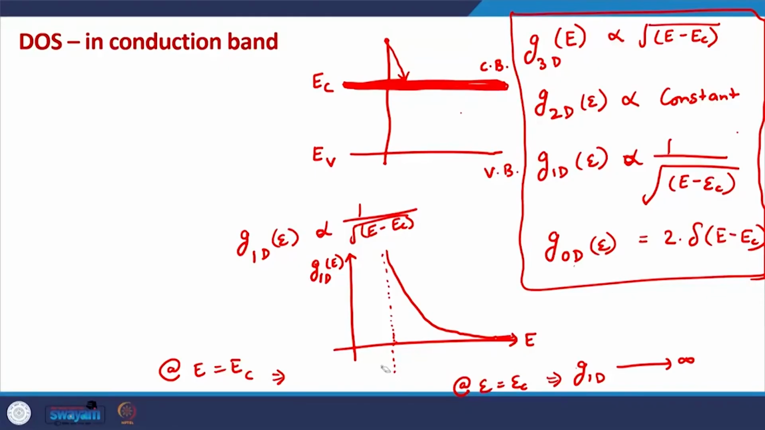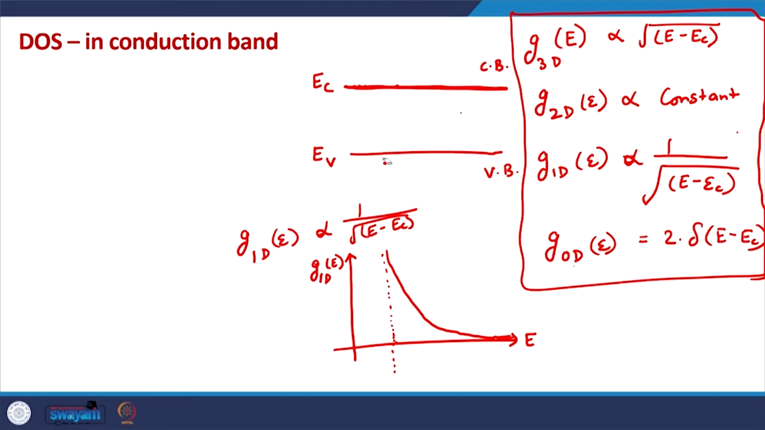In the 0D case, it is just a delta function. So, there are discrete energy levels, just like the atomic structure. Even the notion of conduction band and valence band is not very well applicable in 0D materials. So, we will just have allowed electronic states, discrete allowed electronic states, where in each state 2 electrons can exist.